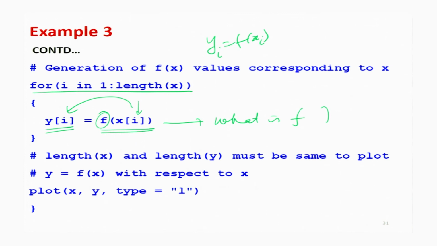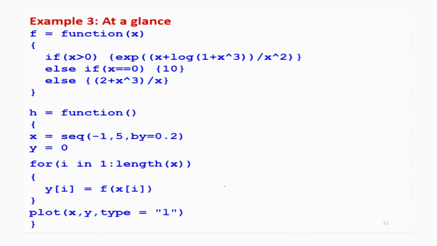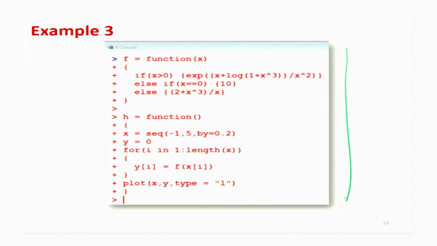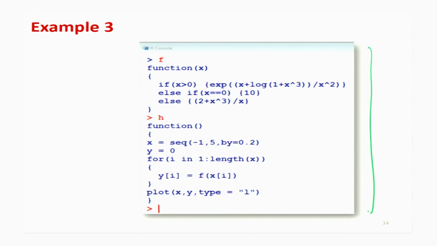So once again, as we did in the earlier example, it will go outside the program and compute the value, it will bring it inside the program and execute it. Then I use the simple plot command, plot x y, and then type I am going to take L, that is line, right. So this is my program now. You can see this program is very simple. This is your f and this is your h. That's all. And if you now execute it on the R console, this will be the screenshot of the program.